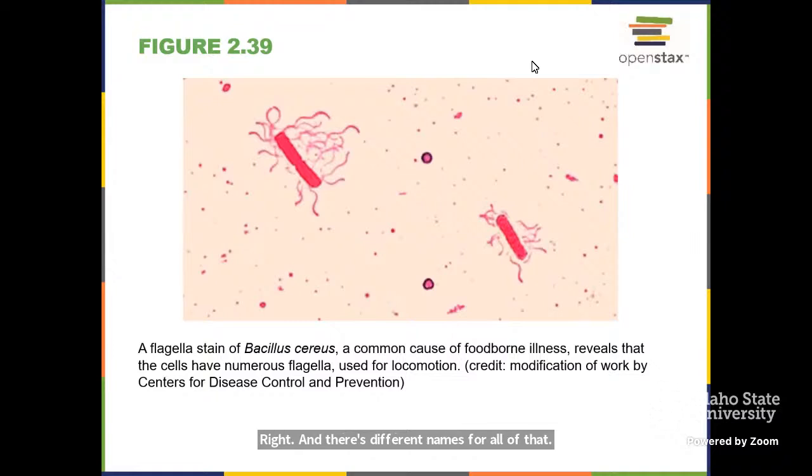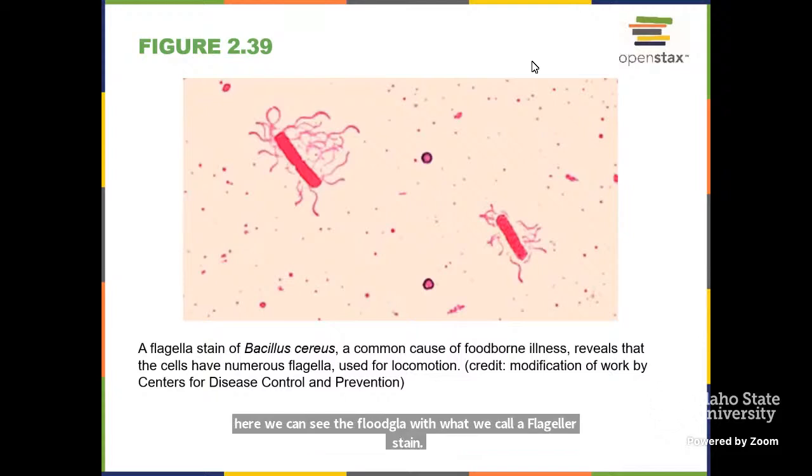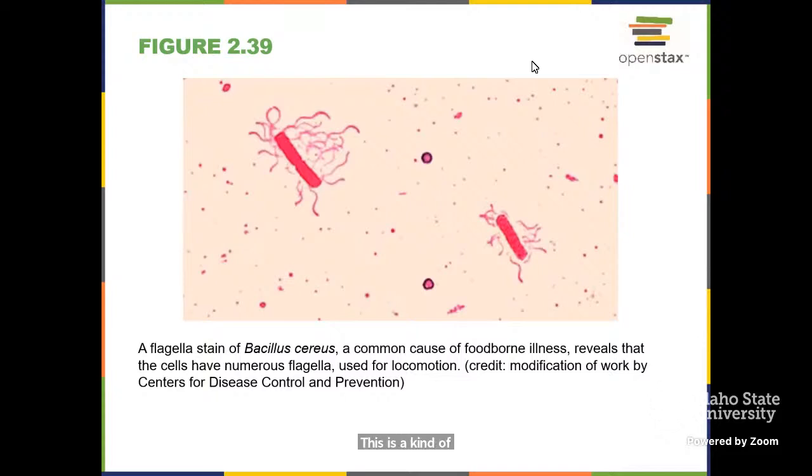So Bacillus cereus, another bacillus, one we'll look at in the lab as well. This one is a potential culprit for some foodborne illnesses. And here we can see the flagella with what we call a flagellar stain. This is a kind of labor-intensive procedure. It takes lots and lots of dye applications to get to the point that we've coated the flagella enough to make them visible under the light microscope.